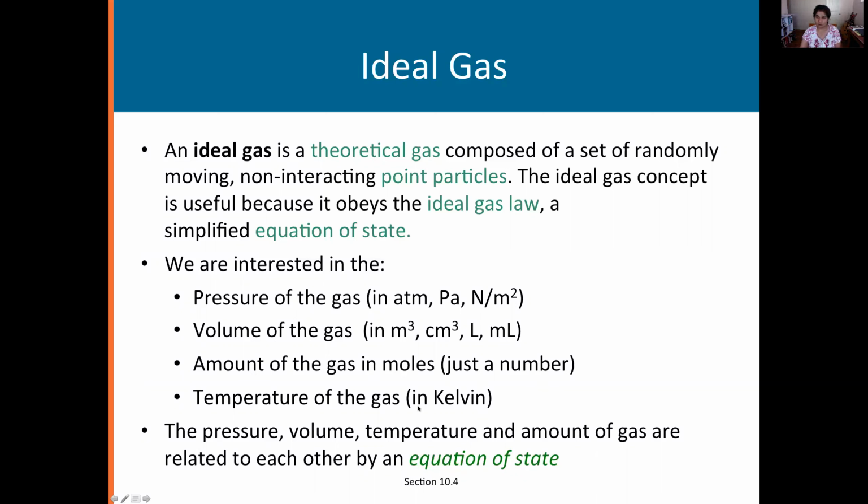Temperature of the gas is always going to be in Kelvin. Remember, that's our temperature in SI units. So the pressure, volume, and temperature and amount of gas are related together by the equation of state, and a simple version of equation of state is the ideal gas law. So we'll see that simplified equation of state a little later on in this section.